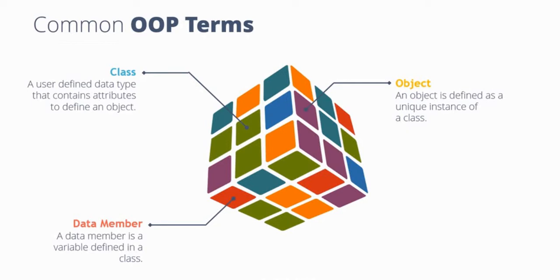Data member. A data member is a variable defined in a class. The two types of variables are class variable and instance variable. Method. A method is a function that is defined inside a class to manipulate the object data. The three types of methods are instance, class, and static.